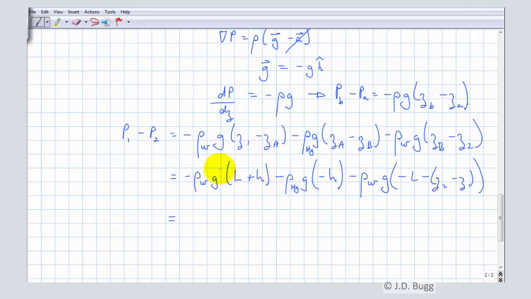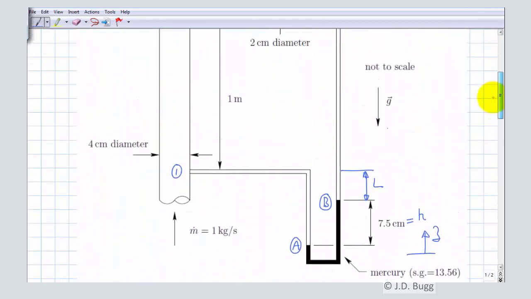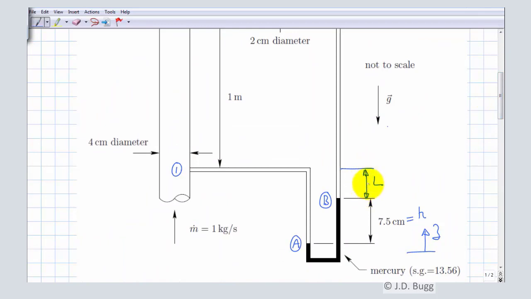Now take a look at this. We have here a minus rho water G L. And over here we have rho water G L, but it's positive because that negative times that negative is positive. So this cancels with this. So notice what's happened here. There's no longer an L in this expression. So if we go back to our diagram, it means it doesn't matter what this L is.